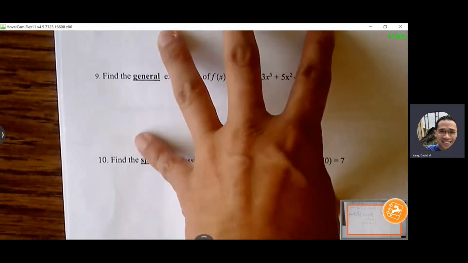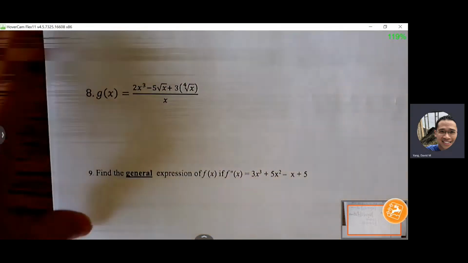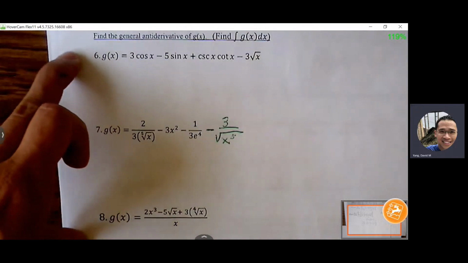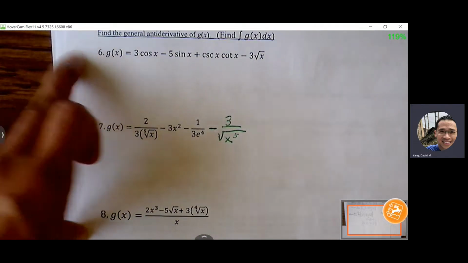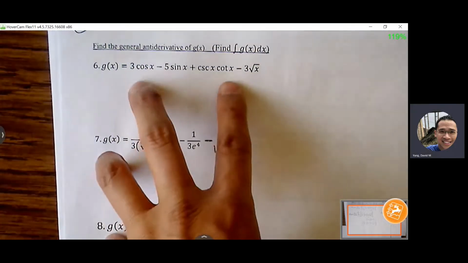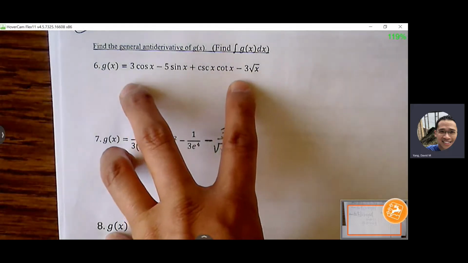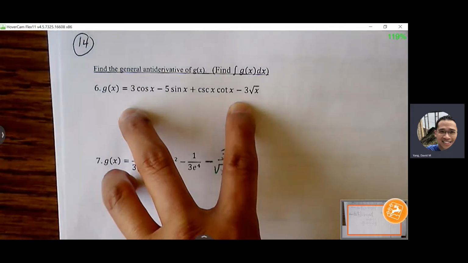I'd like for us to get some more additional practice with power rule. I want to make sure that we're really good with those, and also with integrals of trig. So let's start with number 6 on page 14.